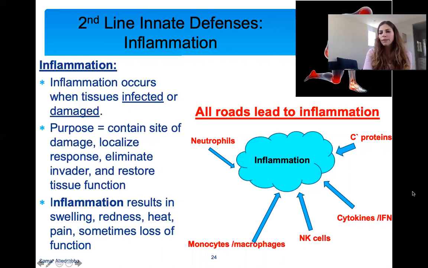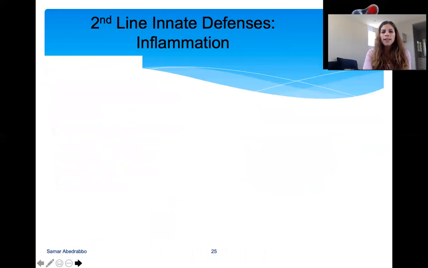All different types of cells a lot of times will lead to inflammation. And I'm talking about white blood cells. So neutrophils will lead to inflammation, monocytes, macrophages, natural killer cells, signaling molecules, cytokines, interferon. The complement system, one of the things that it leads to is inflammation. Inflammation is good because it limits infection. Too much inflammation can be bad. We'll talk about that later.